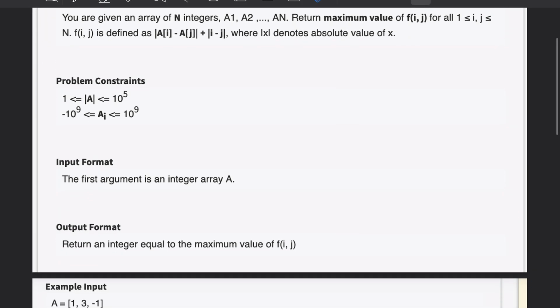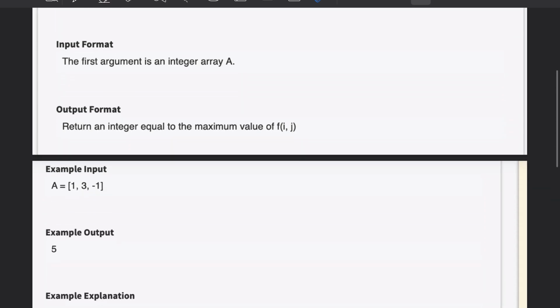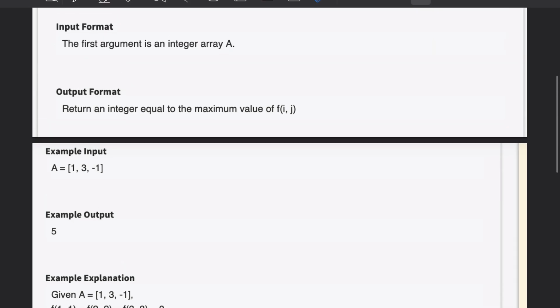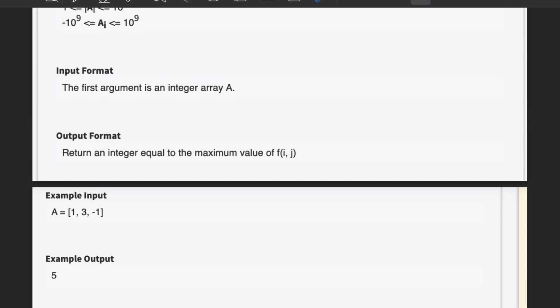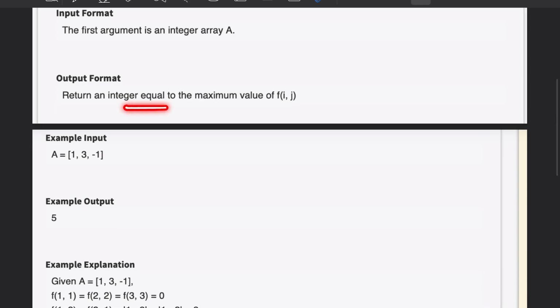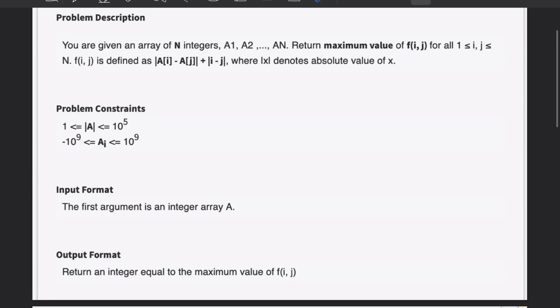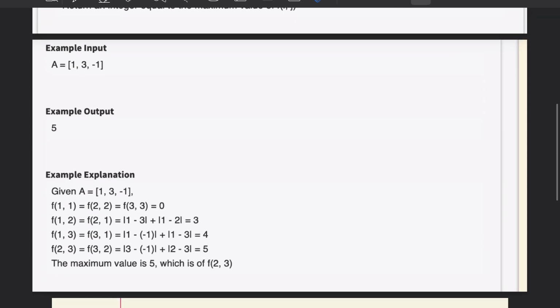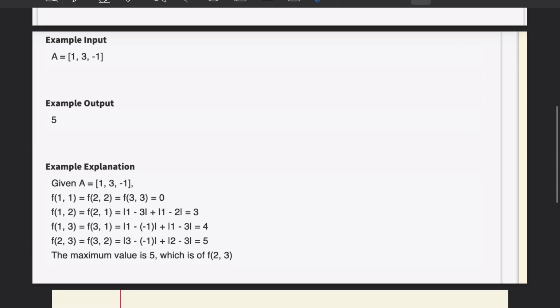Okay, so now let's see what exactly is given here as input and output format. So input, we are given an integer array a. Output format, we need to return an integer equal to the maximum value of f(i,j). F(i,j) we saw here, and here is an example. Let's understand the problem by this example. So a is 1, 3, minus 1.